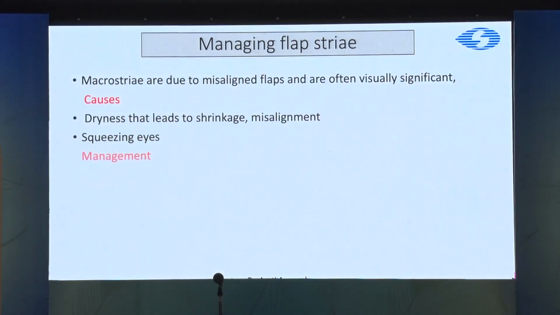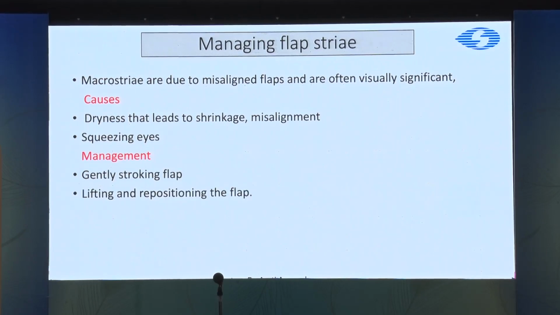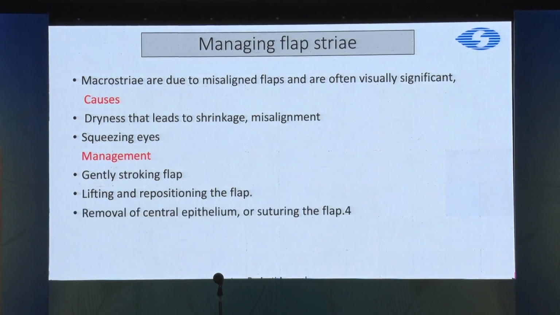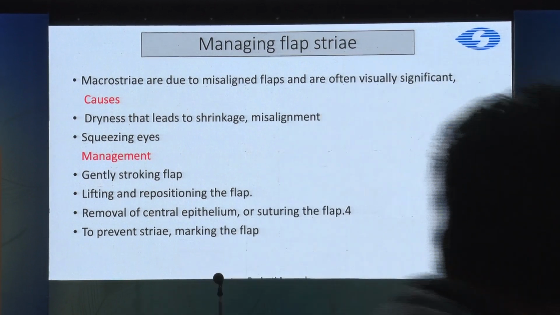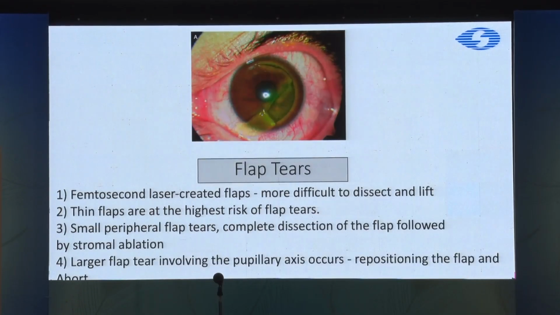So managing flap striae: macro striae are due to misaligned flaps, and these are usually visually significant. Dryness is a very common cause, as is squeezing eyes. The management involves, as I showed in the videos, gently stroking the flap, lifting and repositioning it. It's important to remove the epithelium, as I mentioned, and prevention, as we say, is the best cure. Marking the flap first-hand may be a better idea so that you'll get a good idea whether the flap is back in its original place or not.